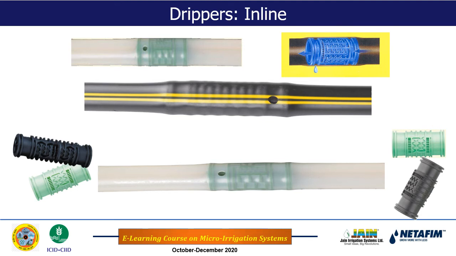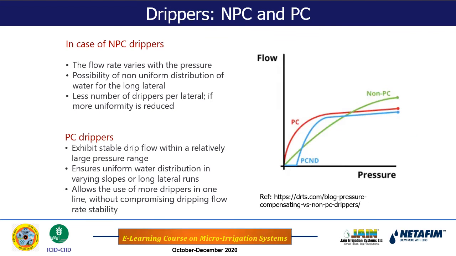Okay, so inline emitters we generally don't prefer to be used where it is not required, that is in orchard plantation. We generally advocate using inline emitters where there is movement of the laterals, such as seasonal crops and crops like sugarcane. Okay, so this is all about online emitters. We have just now seen the inline emitters and online emitters.